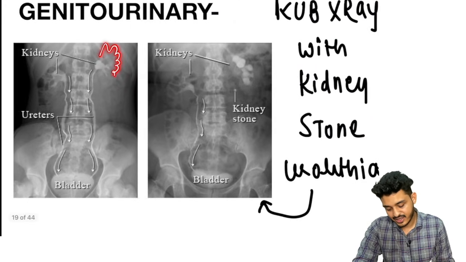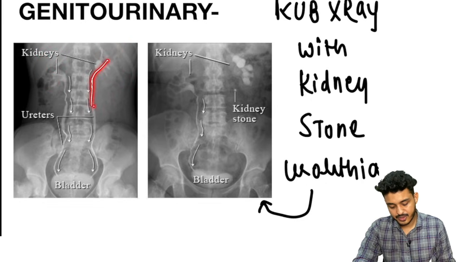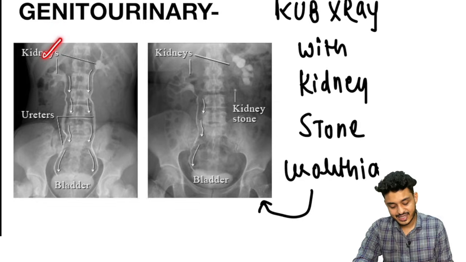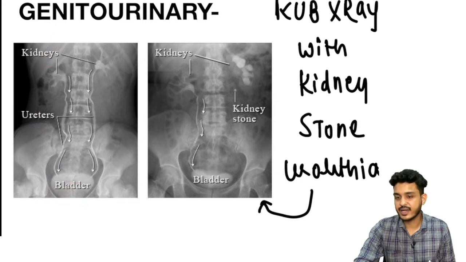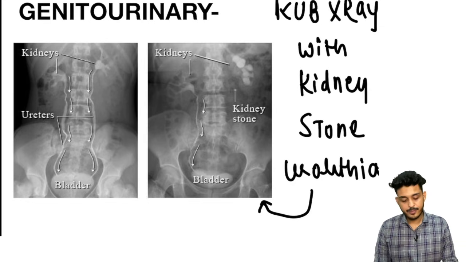Here kidneys will be there, right? This is going to be the calyx that we are having. From that particular thing, you will be having the ureters coming, and both the ureters are draining into the bladder, right? So you can see the kidney, you can see the ureter, you can see the bladder. This is known as KUB X-ray. This is known as kidney, ureter and bladder X-ray. This is going to be the normal thing.